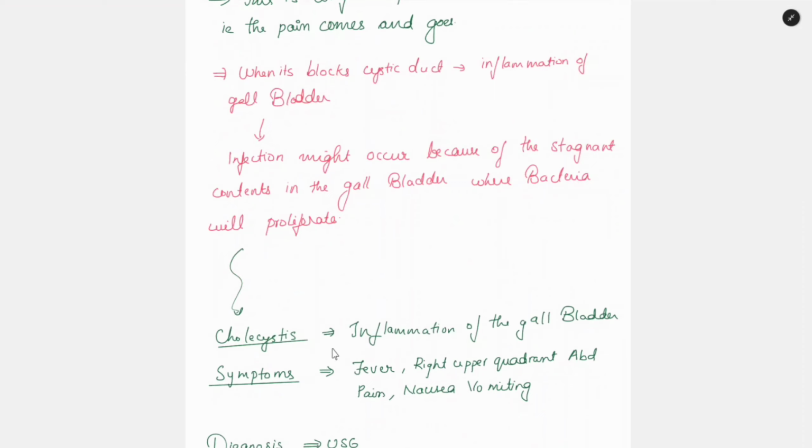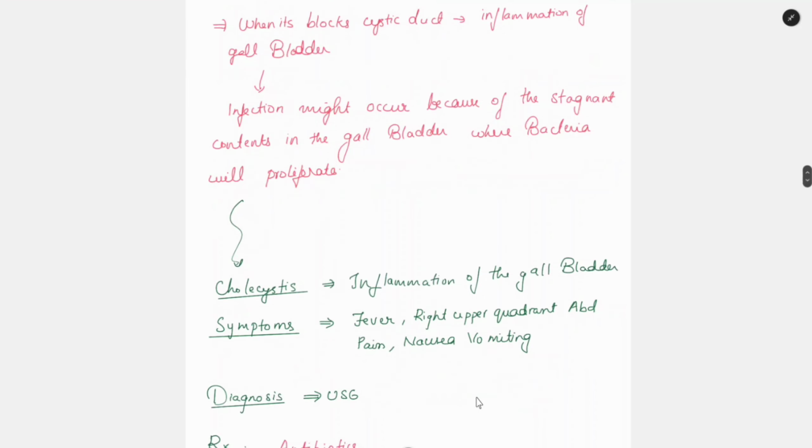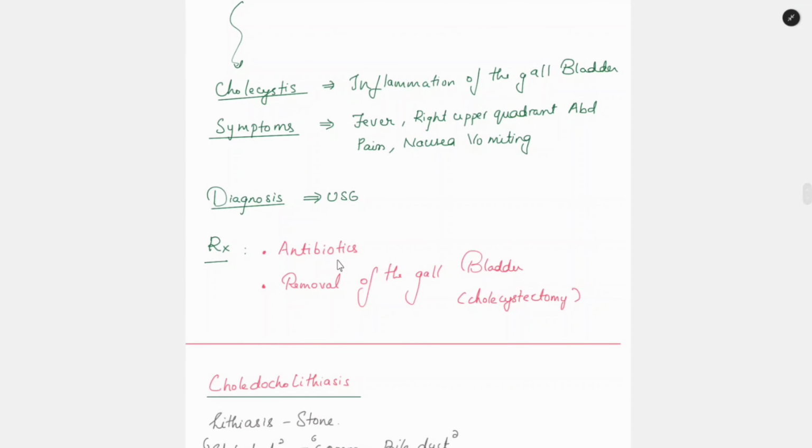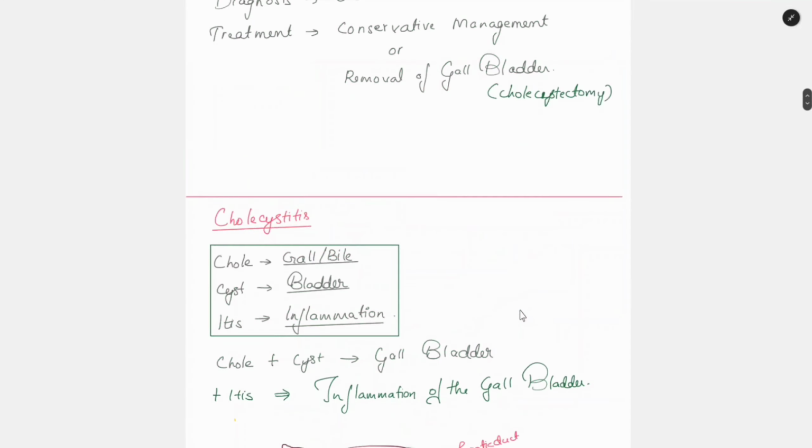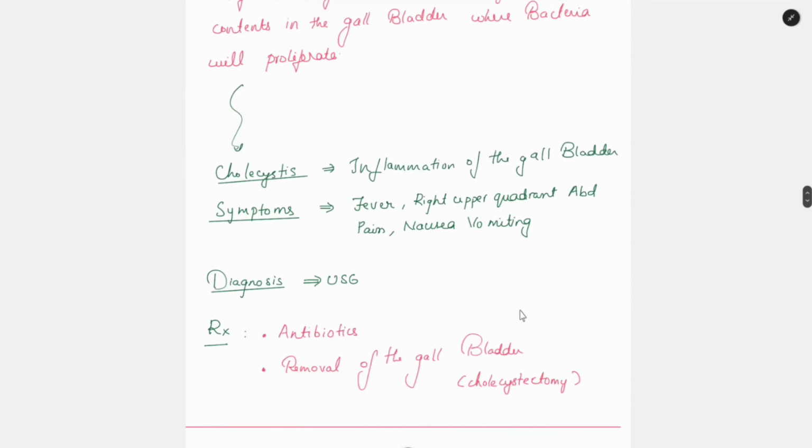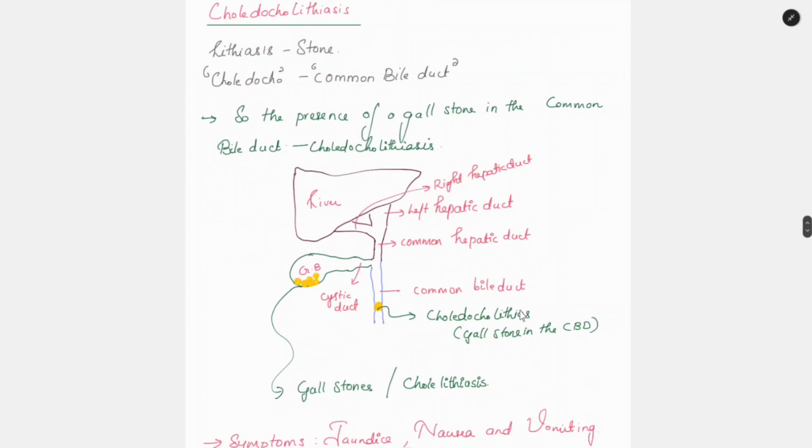So once again, let's revise it. Cholecystitis means inflammation of the gallbladder, and what are the symptoms a patient might experience when he gets the obstruction of the cystic duct? There will be fever, right upper quadrant abdominal pain, nausea, and vomiting. The diagnosis is again by ultrasonography, and the treatment will be with antibiotics if there is an infective component. The removal of the gallbladder is indicated in some cases, which is called cholecystectomy, as we told in cholelithiasis too. Hope you got what is cholecystitis. Now let's move to what is called cholangitis.